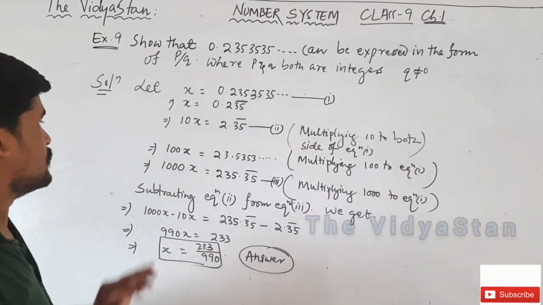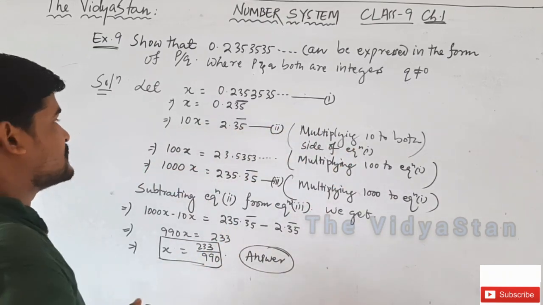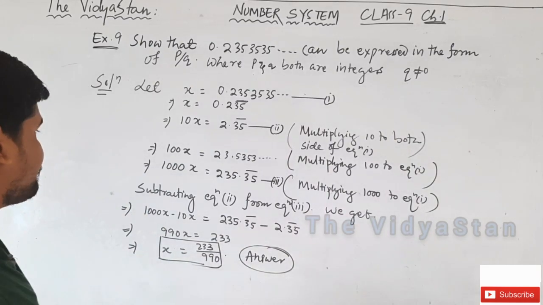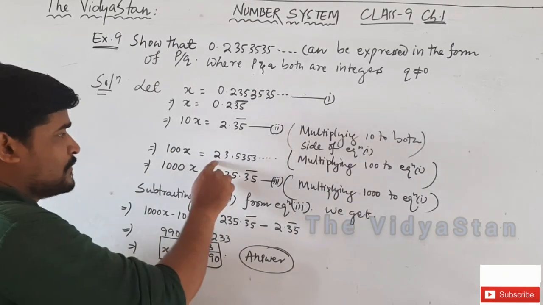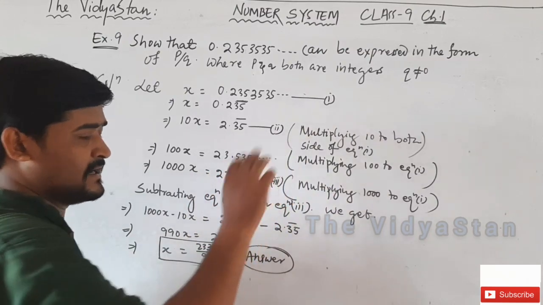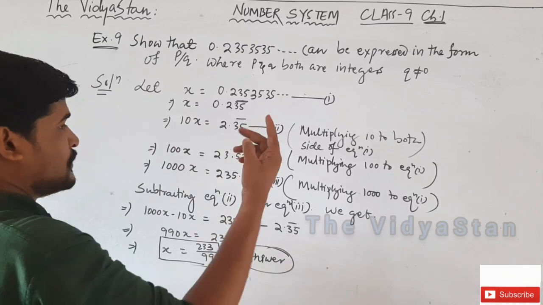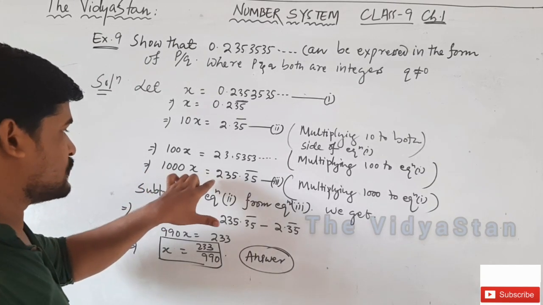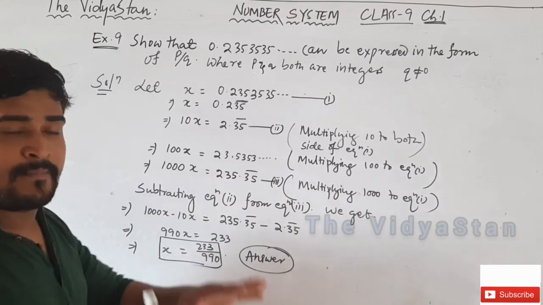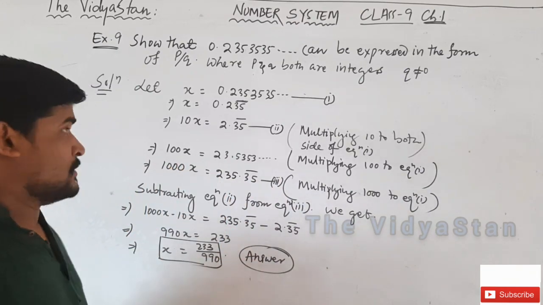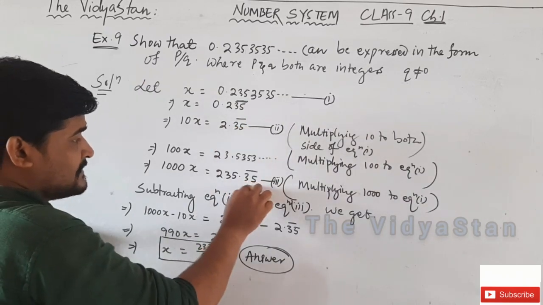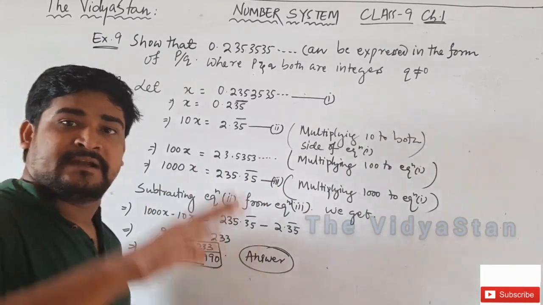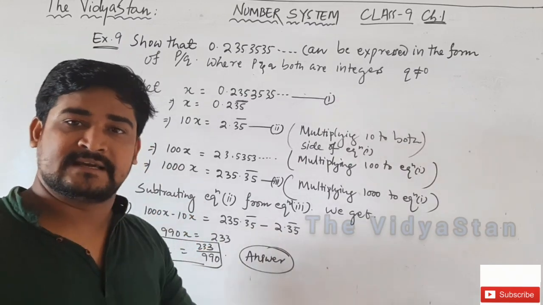So x is equal to 0.235 bar. So multiplying 10 to both sides of equation 1, we will get 10x is equal to 2.35 bar. That is equation 2. So 100x is equal to 23.5353. Multiplying 100 to both sides of equation 1. Then we will multiply 1000x is equal to 235.35 bar. Our objective is to make the decimal places the same, that is 35 bar. Here it is also 35 bar. By doing this, these decimal places will vanish, that is, cancel.